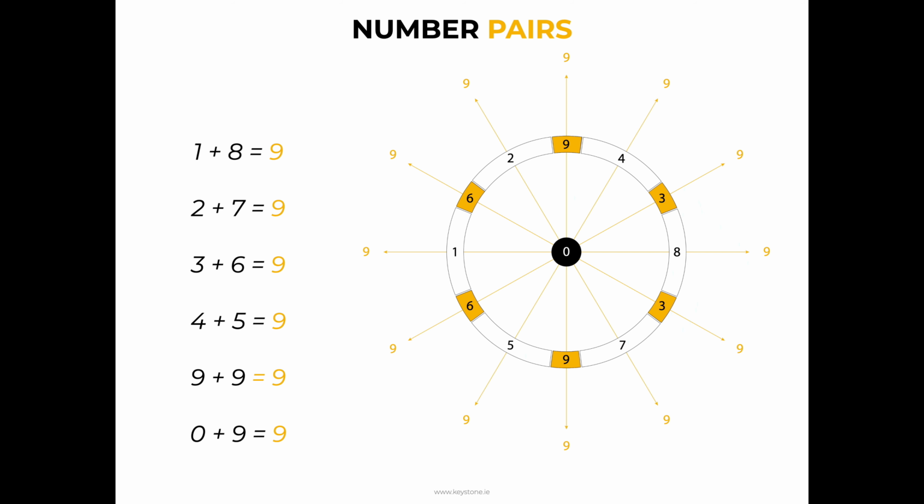Now we find that there are number pairs that all add to 9. So 1 plus 8 is 9. 2 plus 7, 9. 3 plus 6, 9. 4 plus 5, 9. 9 plus 9 also equals 9, so 9 plus 9 is 18 and 1 plus 8 is 9. And also 0 plus 9 equals 9.